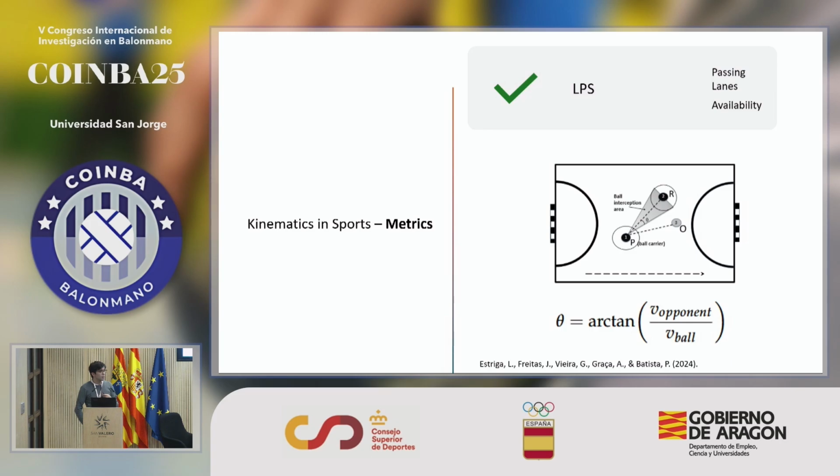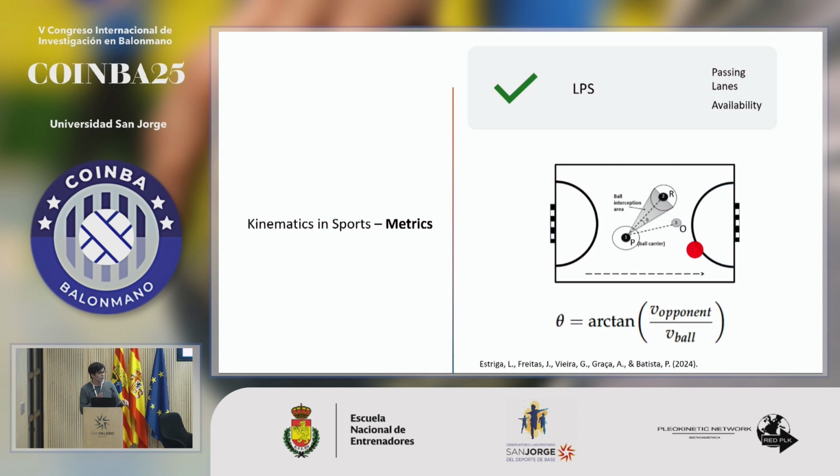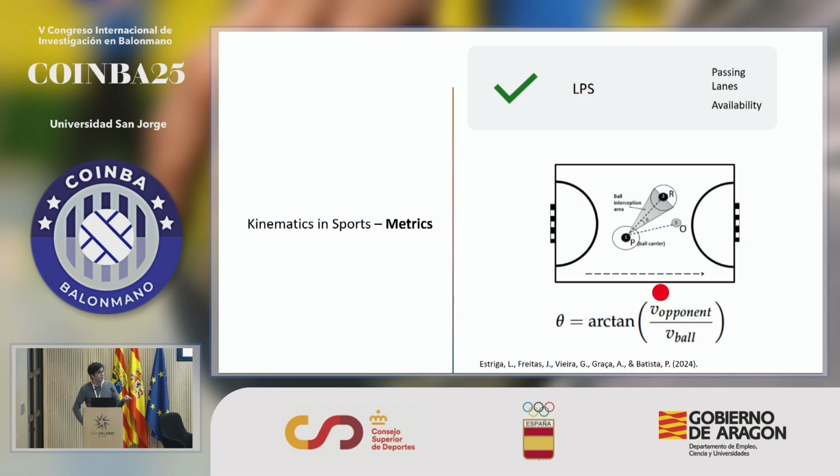What we have been implementing is this concept of passing lanes, which creates a similar idea to the Voronoi. It creates an area where the opponent here cannot intercept, and this depends on the velocity of the opponent and the velocity of the ball. And from there we can calculate whether or not there is an available passing lane.